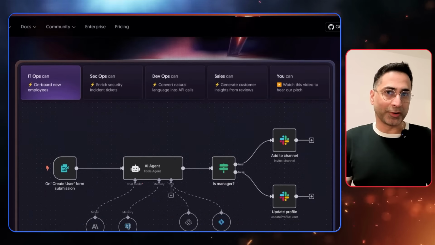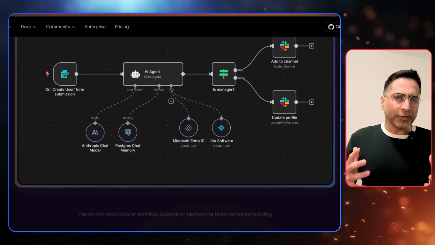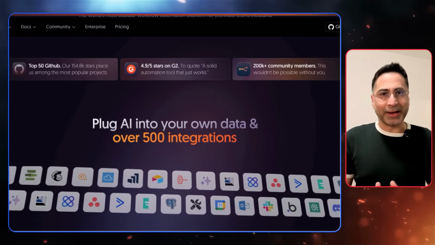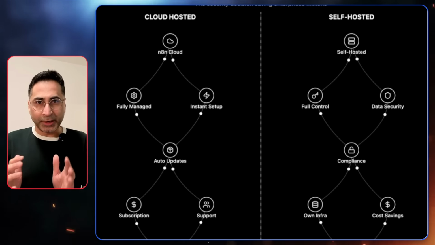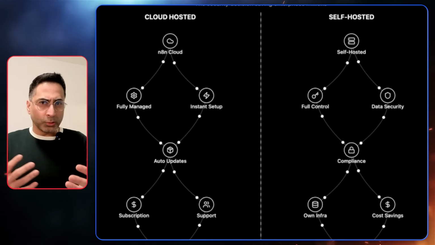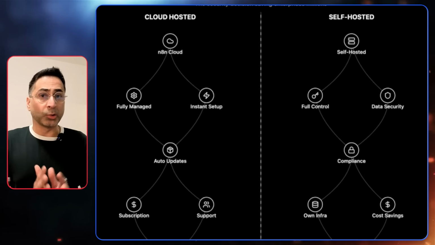N8N is one of the most powerful automation software out there. And there are a lot of interesting and fantastic ways to run N8N today, right? You can leverage their own cloud platform, which is N8N's subscription model. You can also choose hosting platforms like Hostinger.